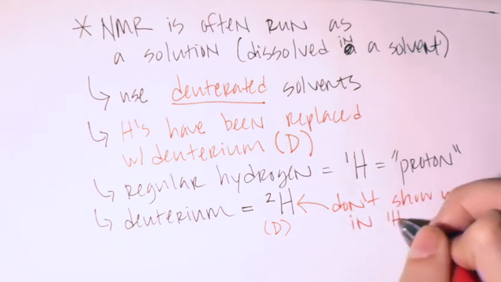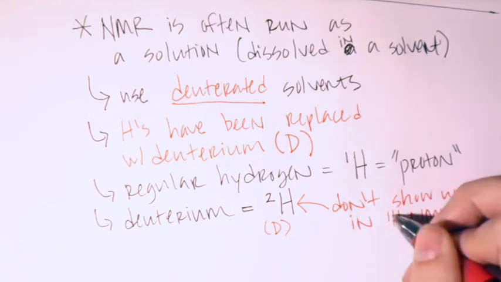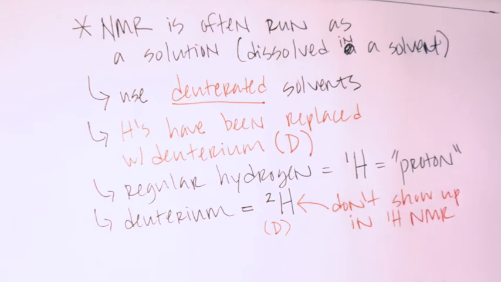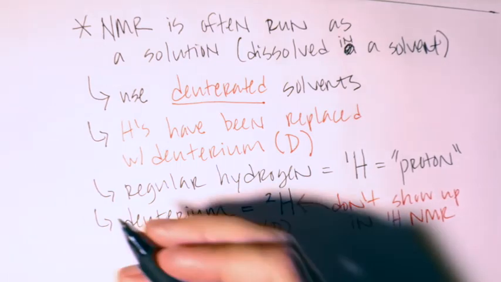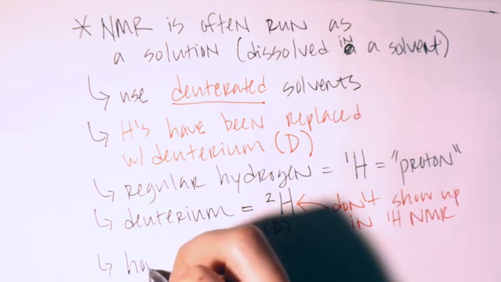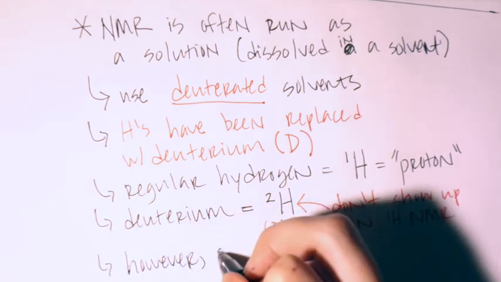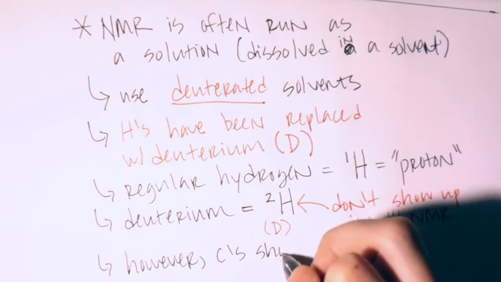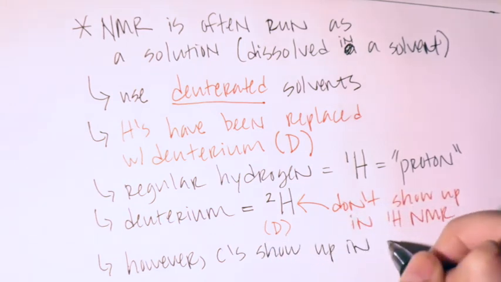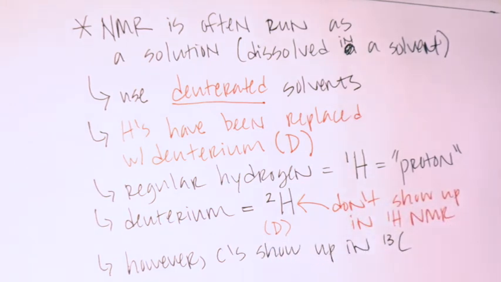These don't show up in the H NMR. So we're going to talk about H1 NMR next, but it's important to know that if you use a solvent, those deuteriums don't show up. However, the C's show up a little bit, because there's still carbons in some of the solvents that we use. So sometimes you'll see those in your NMR. Not all the time, but sometimes. And so what that looks like is you'll see extra peaks in there that don't belong to your compound.